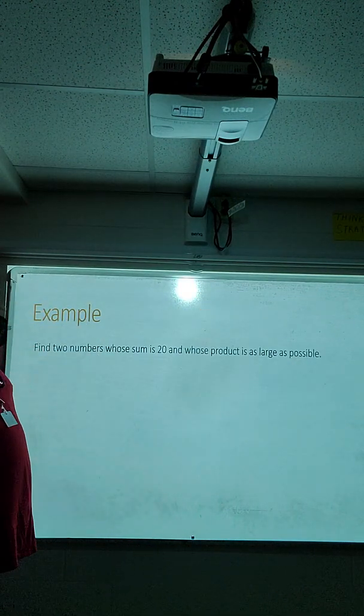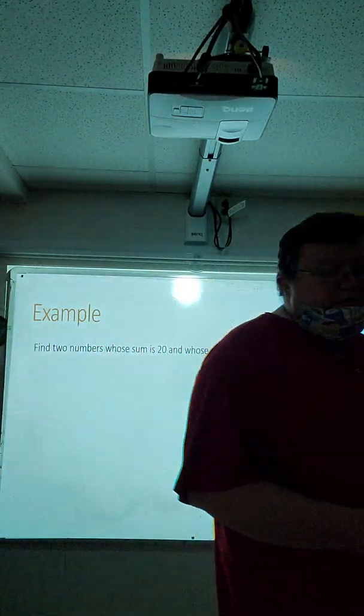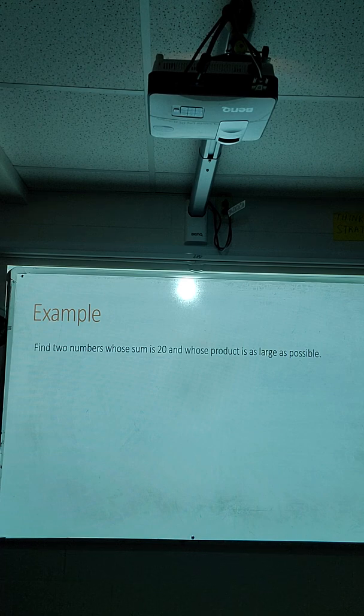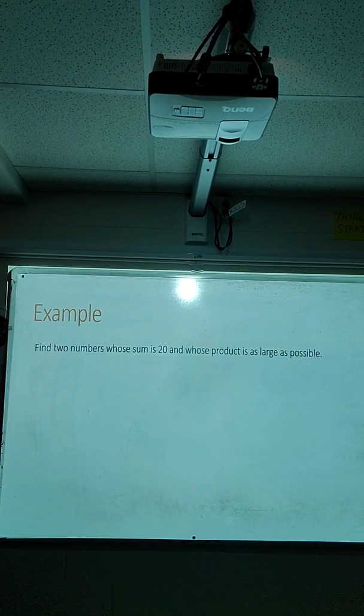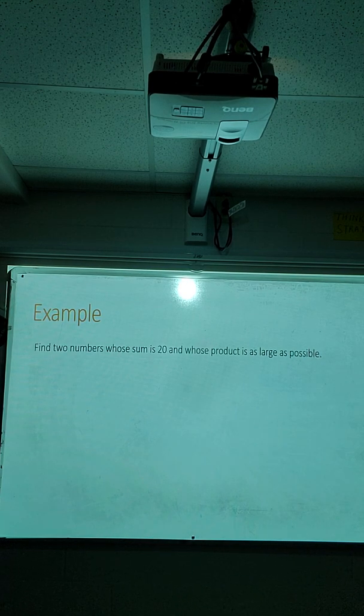All right, so we're going to look at an example here. We're going to utilize some of our strategies to help us do this problem. So we want to find two numbers whose sum is 20 and whose product is as large as possible.